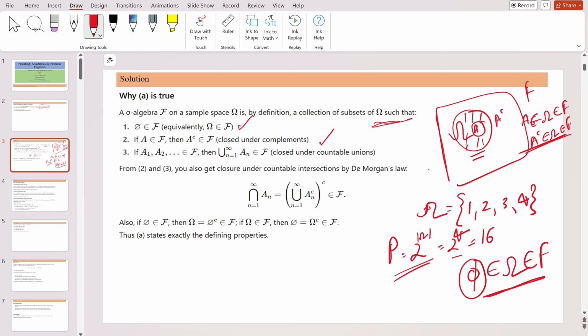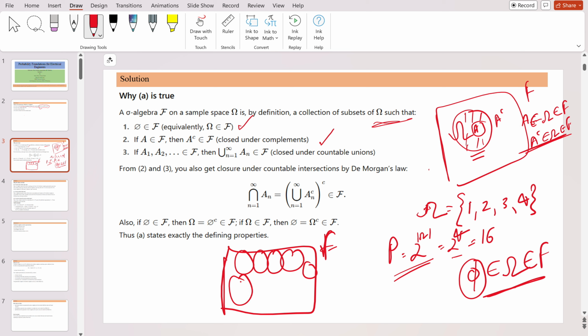The third criterion is that if A1, A2, A3 belong to F, then the union of them also belongs to F. When F contains multiple subsets A1, A2, A3, the union of all these subsets, say disjoint ones, adds up to form the overall sample space. So the union from n equals 1 to infinity of An belongs to F. This property is known as closure under countable union. That is very important to understand.